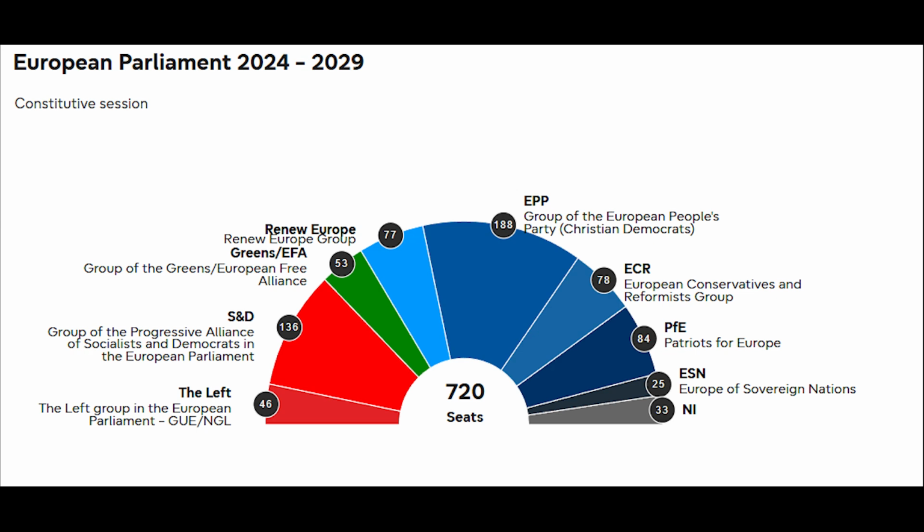The left is a lot simpler. Renew Europe is the liberals, S&D is the Social Democrats and progressives, and the left is, you guessed it, the left. The one complexity on this side of the aisle are the Greens.